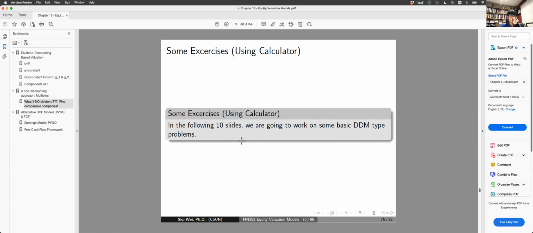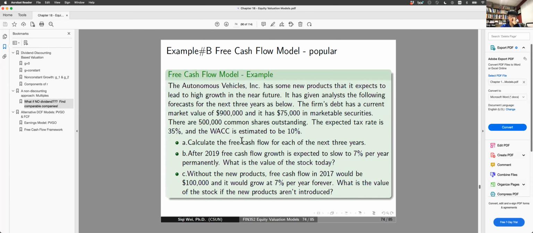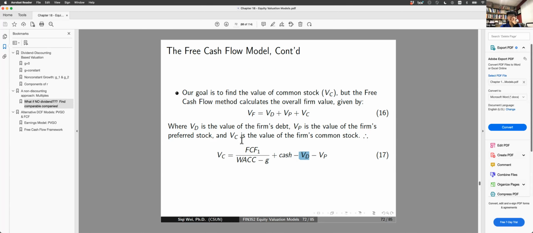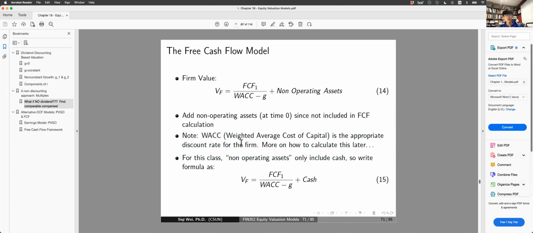I think there are two examples on my slides. I think I went over that in class. So I think that's all I have for this video tutorial.